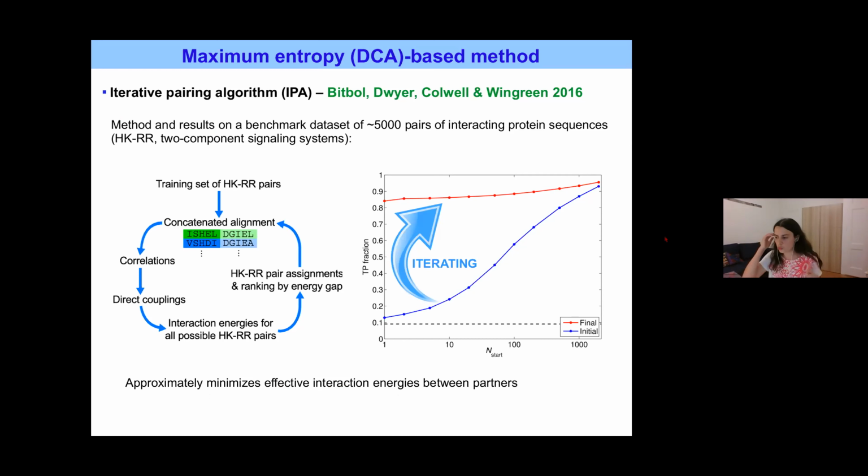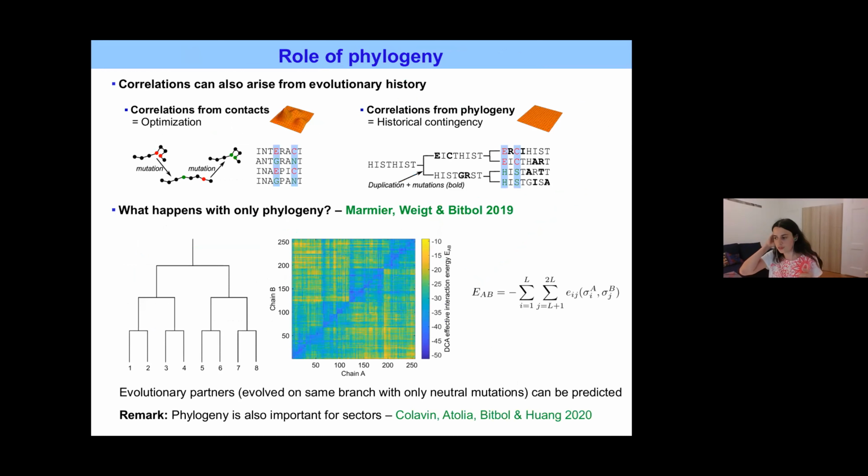But something that we also noticed is that these correlations can come from what we initially thought of, the correlations from optimization to preserve the structure and the contacts, but they can also come just from phylogeny. Even if all mutations were neutral, so the fitness landscape is completely flat, if you had mutations that, for instance, occurred early in the history of the protein family, like these two mutations here, this would give rise to correlations in the sequence data.